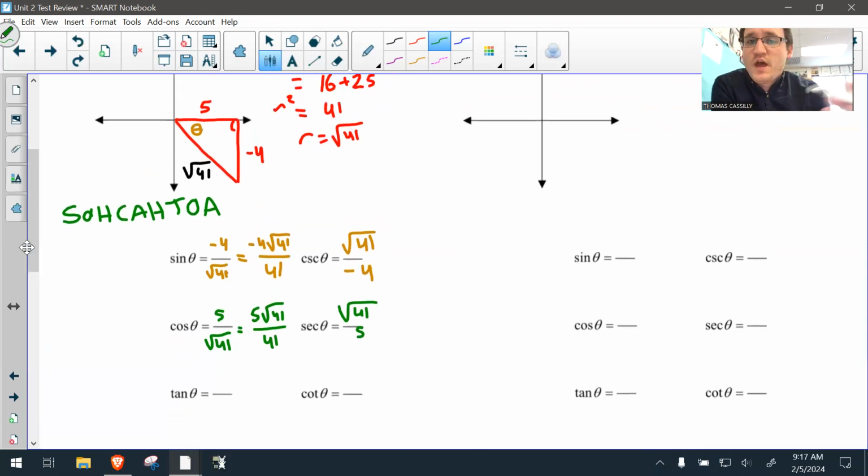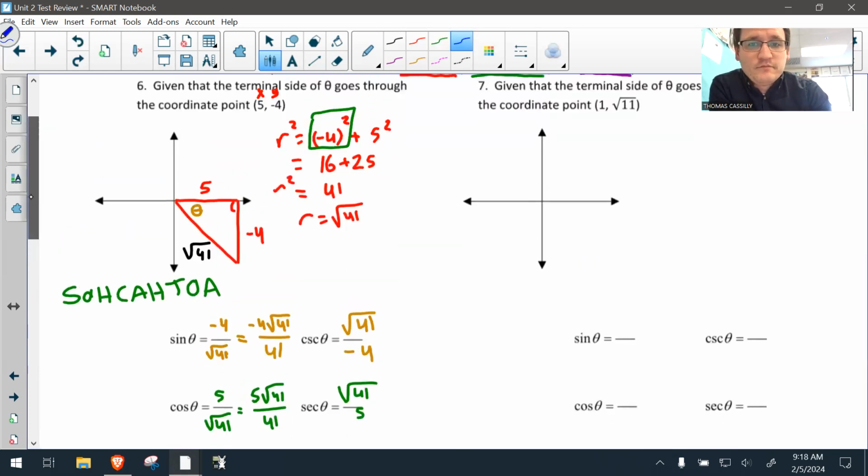And then the tangent, opposite over adjacent. So this one's the easiest one, -4 over 5. Don't have to fix it, don't have to reduce it. That one's good to go. Flip it upside down to get the cotangent. That's 5 over -4. Right? And that one's done. That's all there is to it.